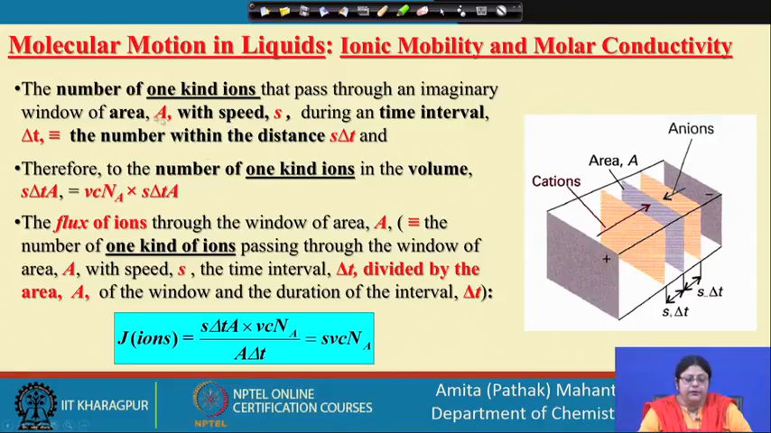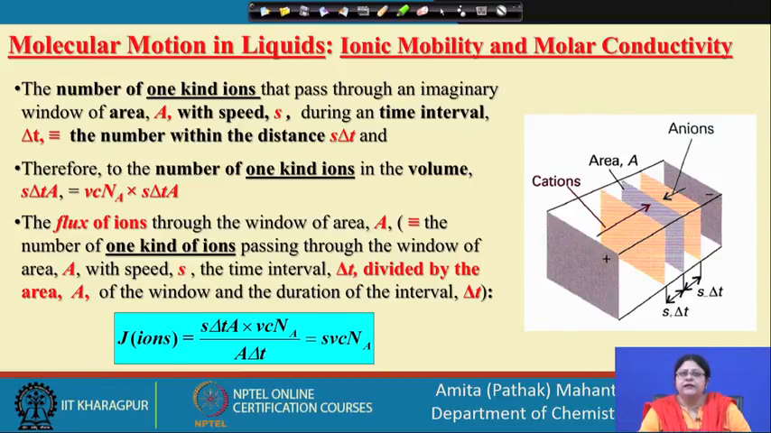So, the number of one kind of ions, it can be positive or negative, I am not going to separate them in terms of the subscript plus minus, to keep this expression simple. The number of one kind of ions, positive or negative, that passes through an imaginary window A, during a time interval delta t, is the total number of ions within the distance S delta t. S is the speed, delta t is the time.